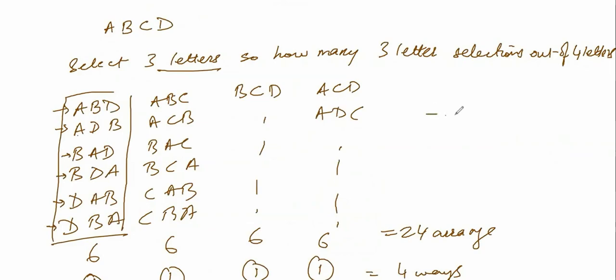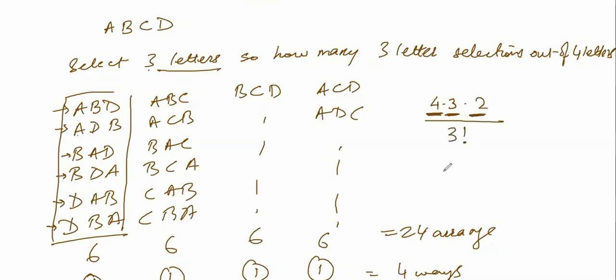and put this time 3 dashes. If I were to select three letters out of the 4 letters, I'll put 3 dashes. The first dash has 4 options: A, B, C, or D. Any one can come here. Once the letter is used, it cannot be repeated. So the second dash will have 3 options, and the third one will have 2 options. So you divide it by, because you're selecting 3 letters, you divide it by 3 factorial.